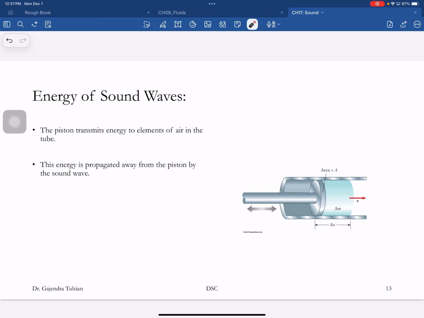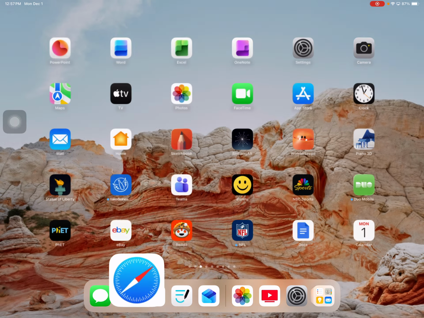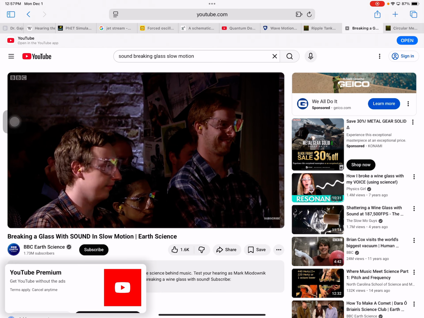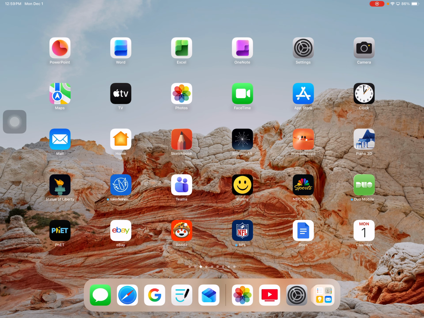All right, let me show you a more visceral example of this thing carrying energy. You guys might have heard of wine glasses being broken. By the way, you can watch this video. The initial parts show you who can hear what frequency and stuff like that. But let's just watch the wine glass breaking. That was vibrating, the wine glass.